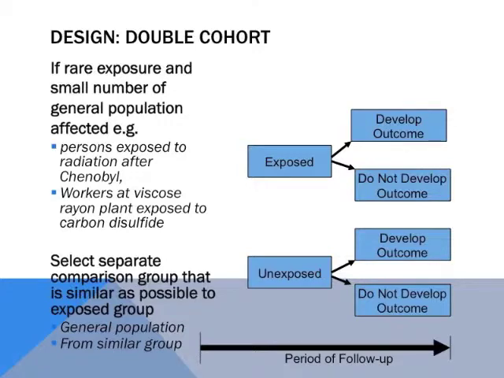A double cohort study is distinct from conventional single group cohort studies in that two distinct populations are involved with different levels of an exposure of interest. Double cohorts are employed when the exposure is rare and a relatively small number of people are affected. For example, persons exposed to radiation after Chernobyl or workers at a viscose rayon plant exposed to carbon disulfide. A comparison group is then selected that is as similar as possible to the exposed group but with no exposure. These may be a sample from the general population or from a similar group, such as workers from a different factory in the viscose rayon plant example.